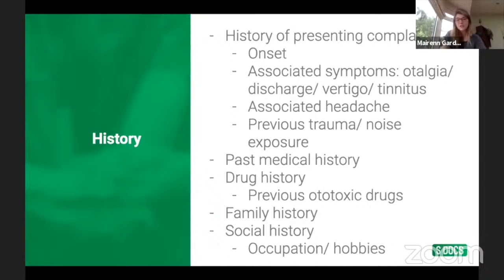Important to ask about family history, as some of these will run within the family, or more likely to occur if a first degree relative has had it. And finally, go over social history. Similar to what I said above, any occupational hobbies that might cause hearing loss. This could be something like someone working in a factory and dealing with loud machines, or even listening to loud music constantly.